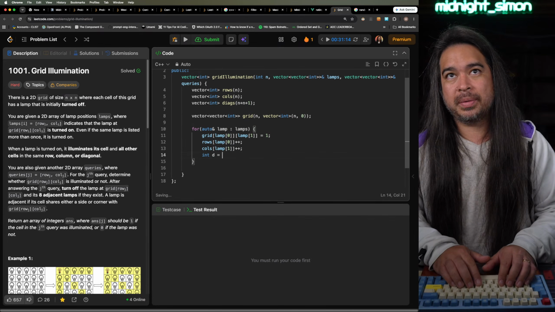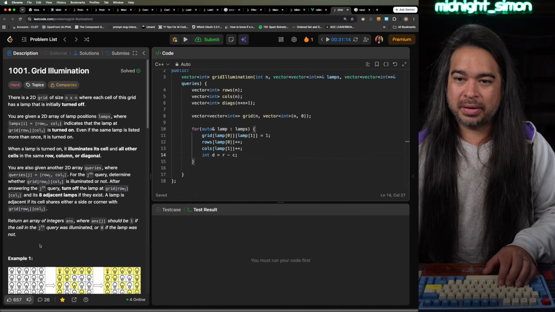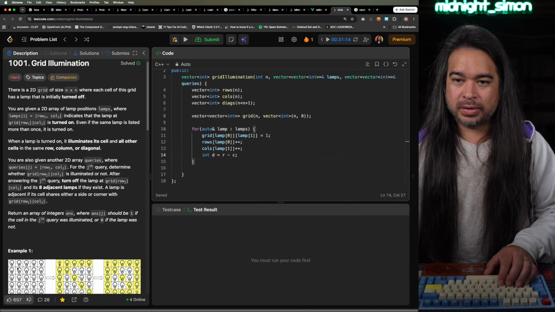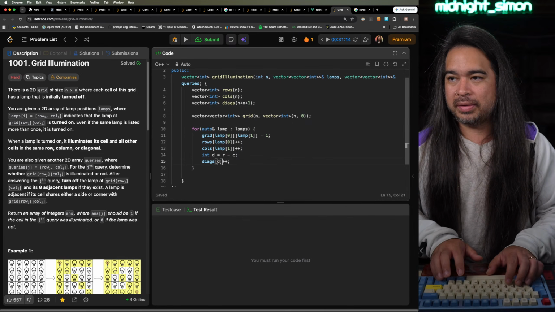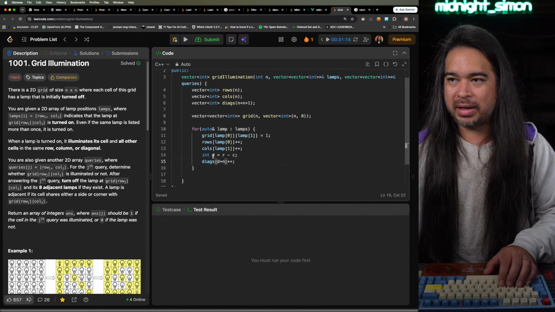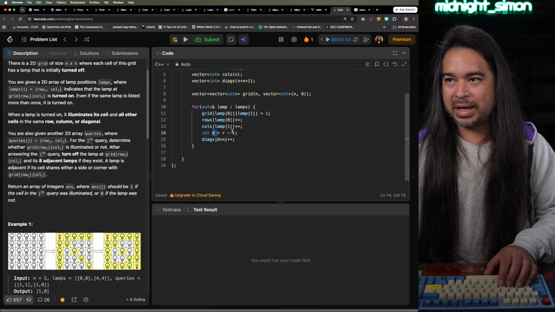What's my diagonal? Row plus column? Row minus column, I think. 0, 0, 1, 1, 2, 2. Yeah, R minus C is my diagonal. And then I'll increment D plus N to pad it, because this could be negative. If it was like row 0, column 4, that would be -4, but we don't want a negative diagonal here, so we pad it with n. That's what I'm gonna do at least.